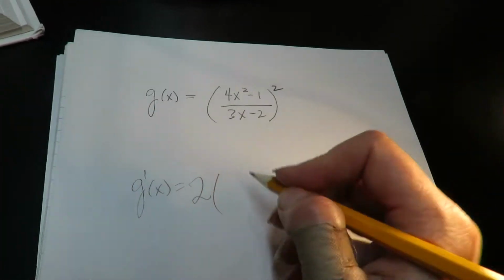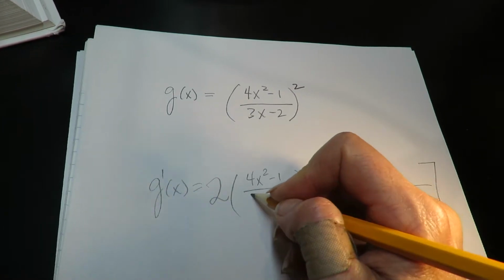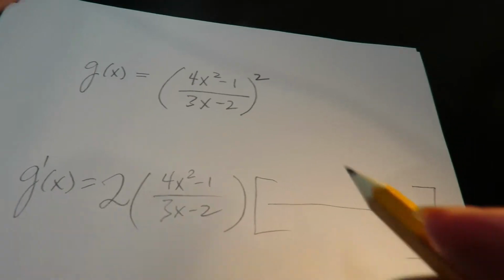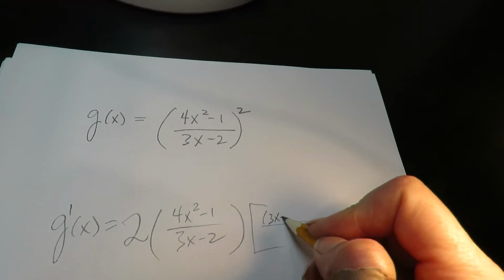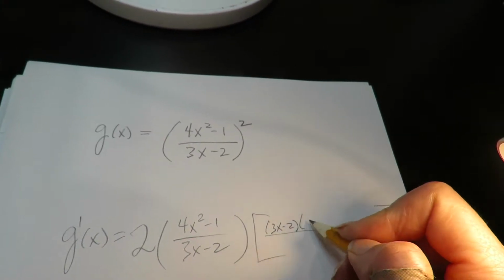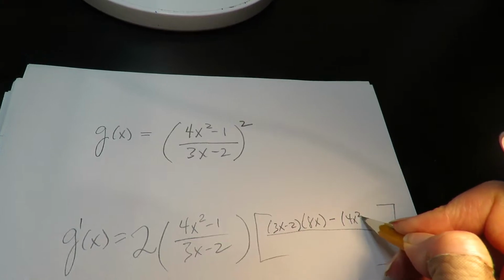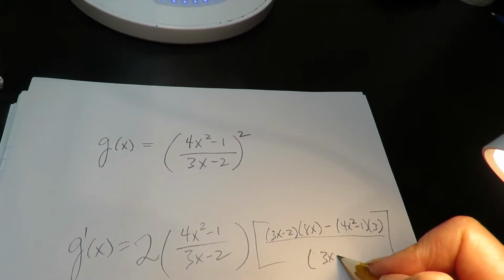All right, so here we go. This one, remember when you do the chain rule, you never take the derivative the first swing through of the inner layer here. All right, so now I'm doing the quotient rule over here. So it's the denominator times the derivative of the numerator minus the numerator times the derivative of the denominator over the denominator squared.